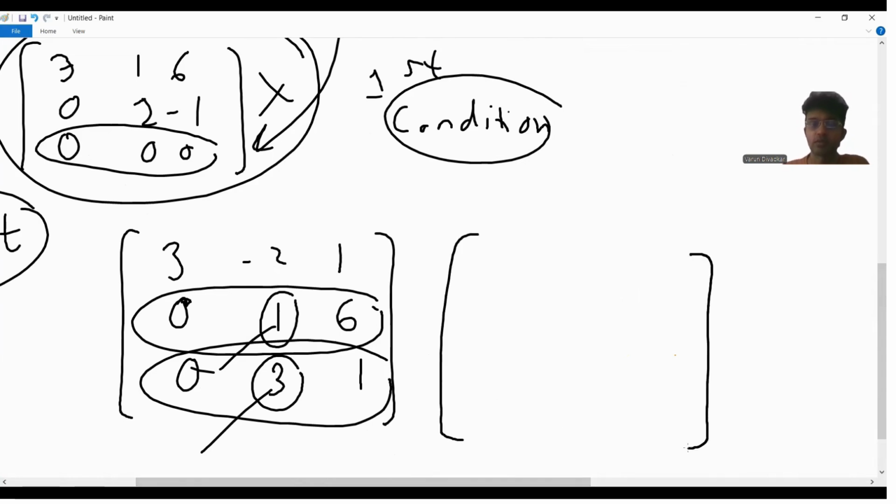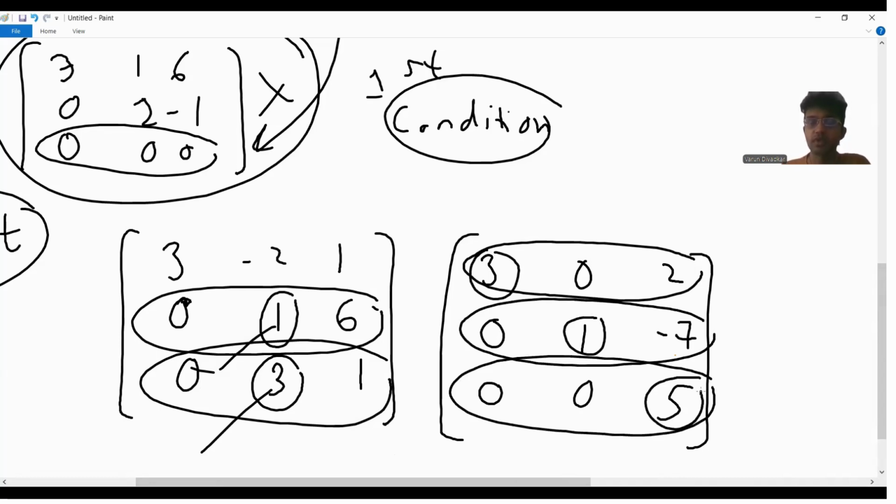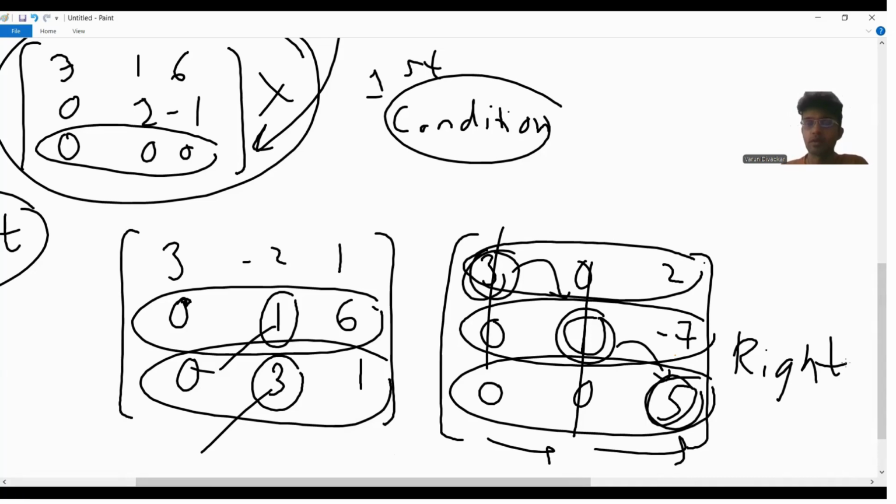If you look at this matrix now, say 3, 0, 2; 0, 1, -7; and 0, 0, 5, in this row this is the pivot, in the next row this is the pivot, and in the next row this is the pivot. So you see, the pivots from subsequent rows are to the right of each other. This one is to the right of this one, and this one is to the right of this one. So pivots from subsequent rows have to be to the right of each other. Let's take another example.